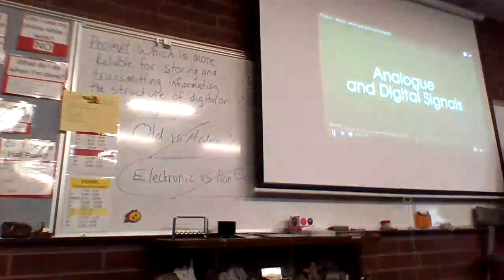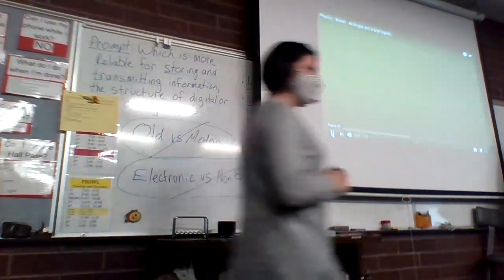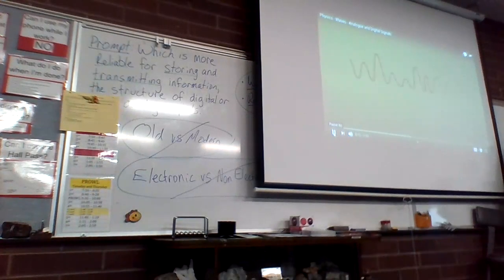There are different ways of sending information, and you can do it either by analog or by digital. Try that again. There we go. All right. Analog and digital signals. There are two different ways of sending information, either by analog or by digital signals. So what's the difference? Well, let's look at the analog signal on screen.